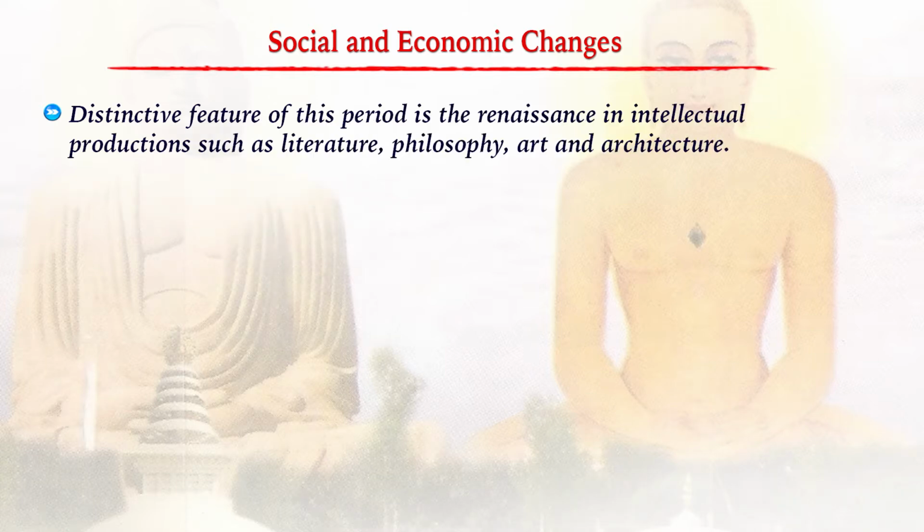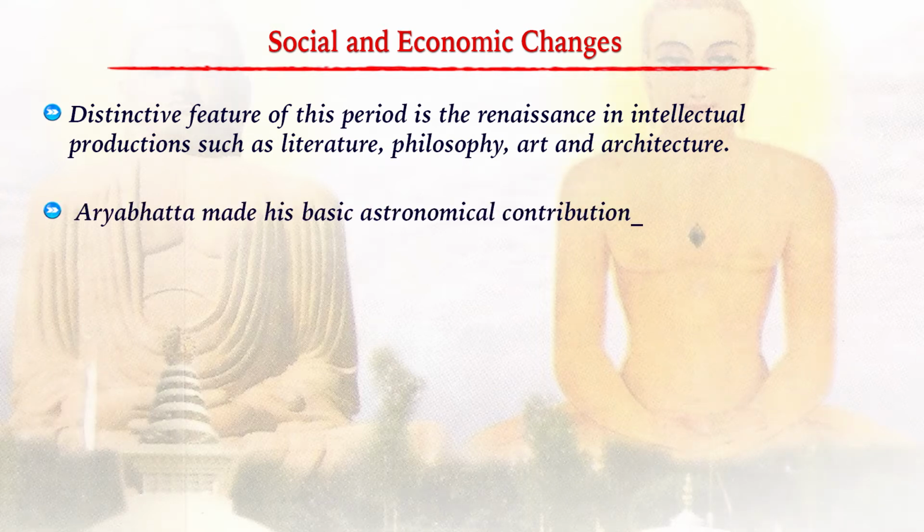lineages. Prosperity in agriculture led to an increase in rural division of labor, giving rise to a number of subcategories of caste and subcaste. An important distinctive feature of this period is the renaissance in intellectual production such as literature, philosophy, art and architecture. Aryabhatta made his basic astronomical contribution.